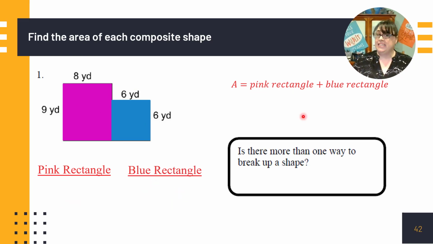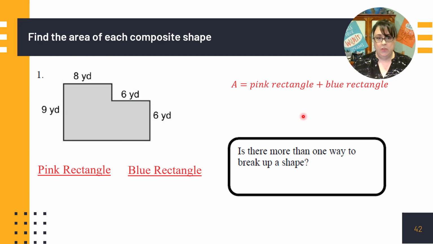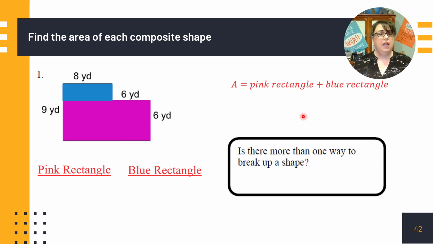This is the exact same picture, but is there more than one way to break up a shape? And you know what? Sometimes there is. So this is the way I broke it up, but look at this. What if instead I did the horizontal line? You can see it still makes the shape, it just looks a little bit different. I'm going to work through that one really quickly.